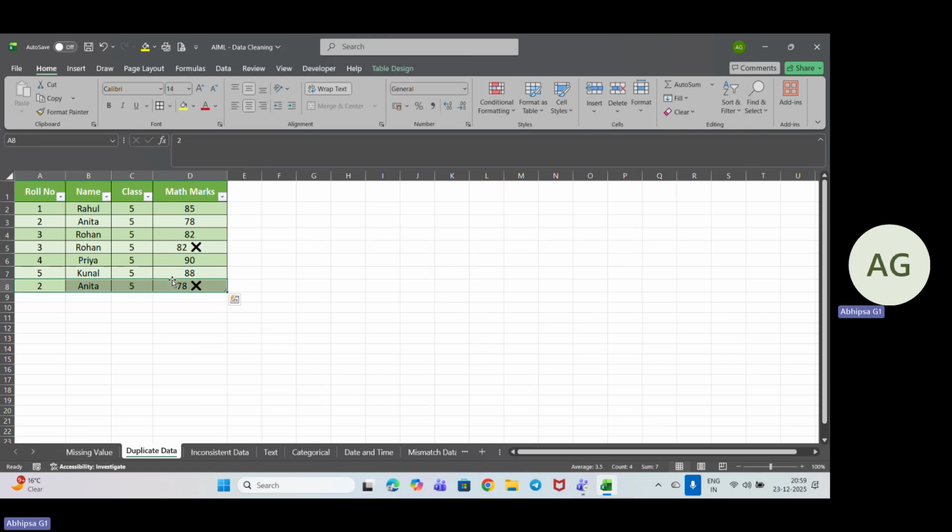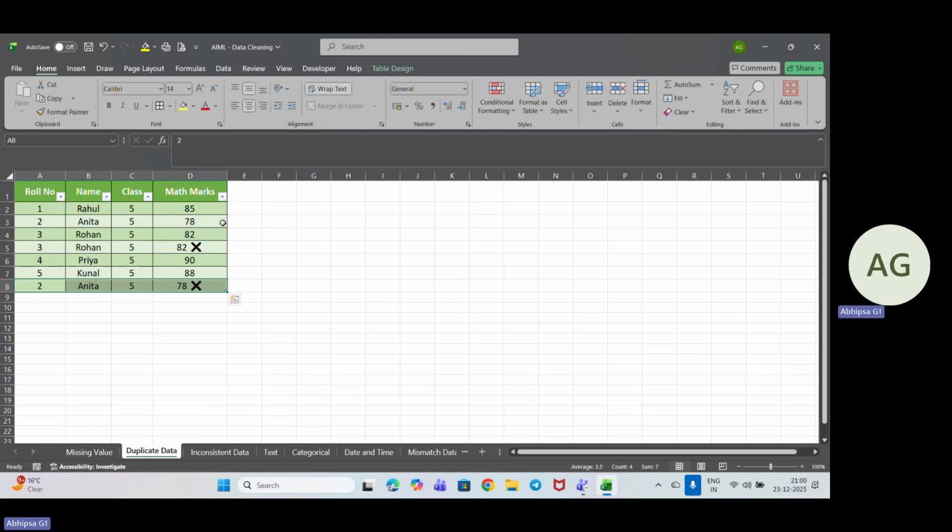So how can we find the duplicate, right? We will be checking each of the rows to see if this data is an exact duplicate or not. Is everything exactly the same or not, right? There are two types of duplicate data.